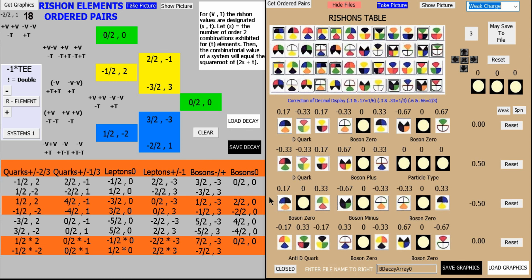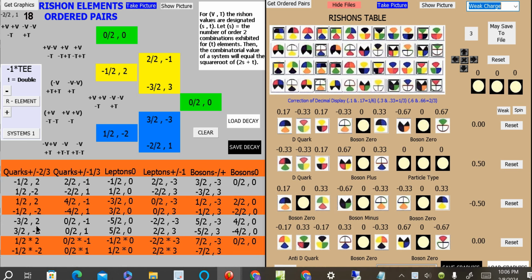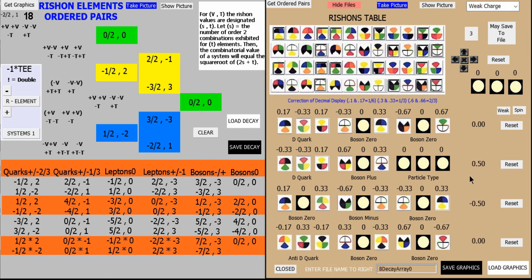Now we can look here and we'll see that the boson 0 now contributes a weak charge of 1/2. You have minus 1 for the boson minus, which makes a weak charge of minus 1/2 on the W minus particle. And of course the weak charges on the anti-B will be correspondingly opposite to those on the B. Well, we've taken a look at the electric charge, the spin, and the weak charge.